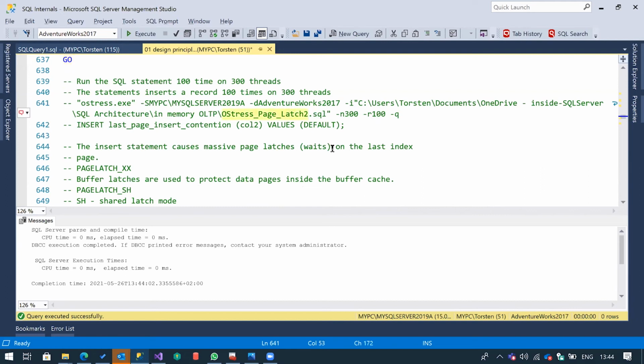So let me go to the ostress page latch 2, because what I'm going to do is use ostress to run this workload, which is defined here. And I will open the query in a moment. On 300 concurrent threads with an iteration of 100 times. So every thread of the 300 threads will execute the same query over and over again 100 times.